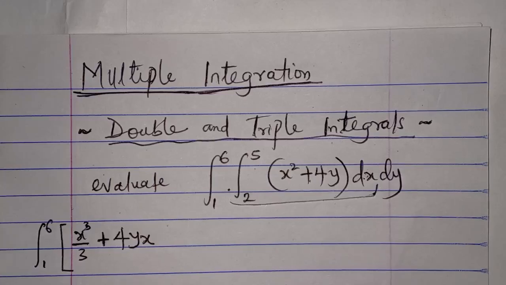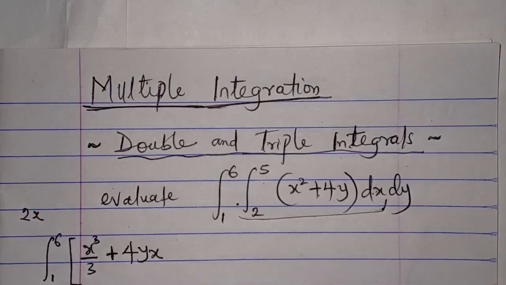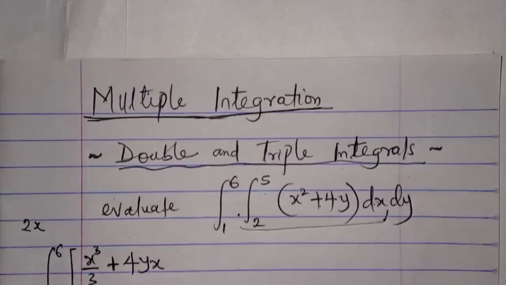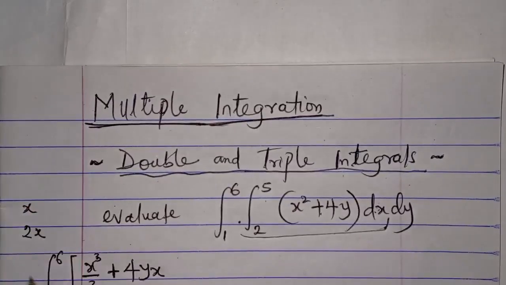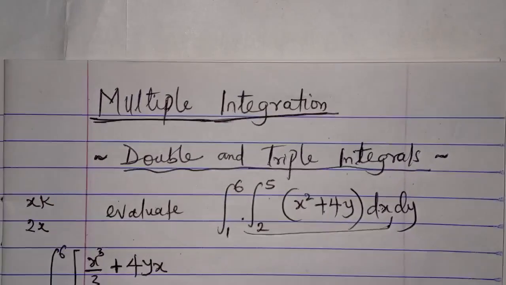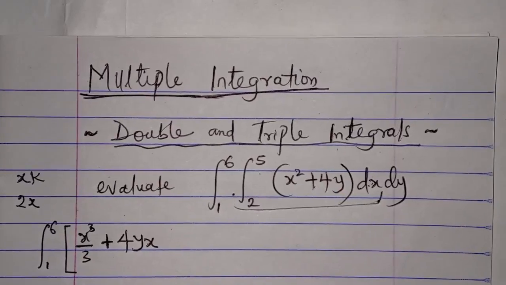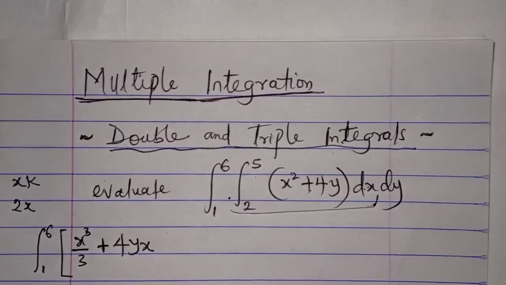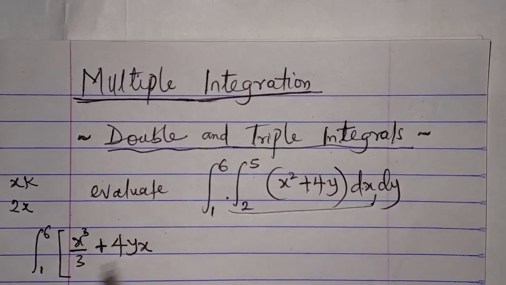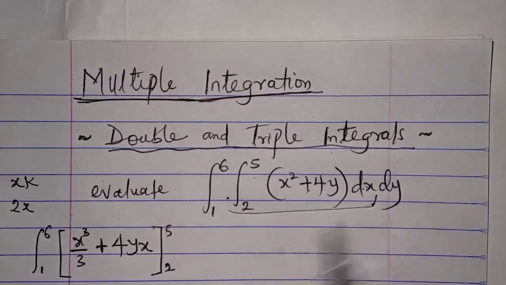You know, if we integrate a constant, let's say 2, if I integrate 2 with respect to x, I'll obtain 2x, neglecting the constant of integration. If I integrate x with respect to x, I'll get x. That's it. So if I integrate 4y with respect to x, 4y will be a single constant multiplying x, and that will be 4yx, from 2 to 5 dy.